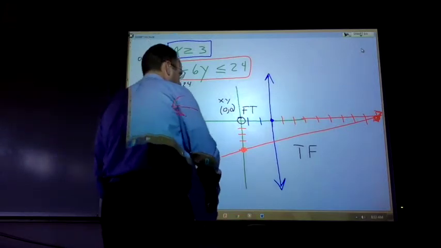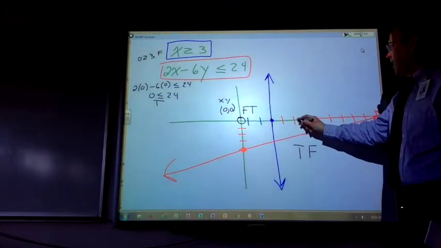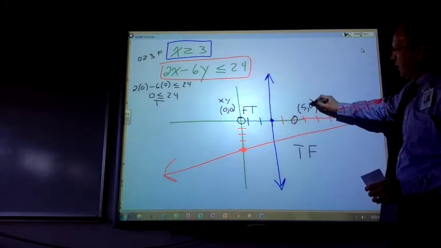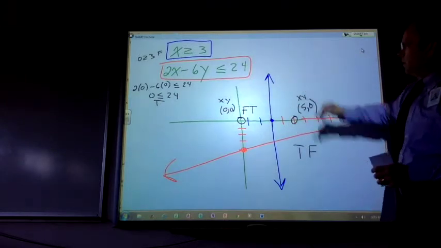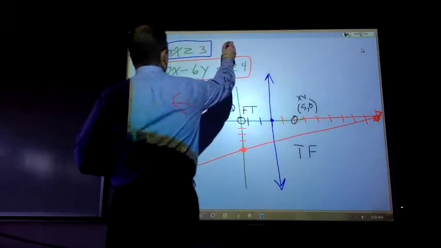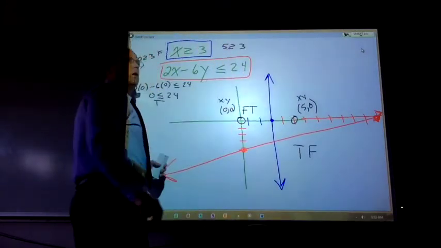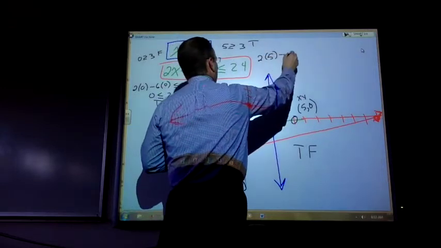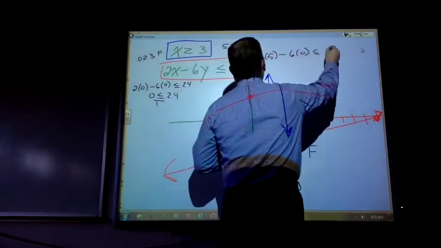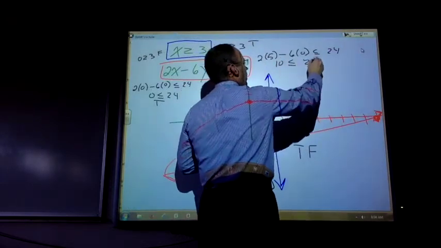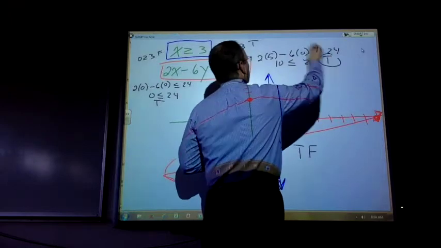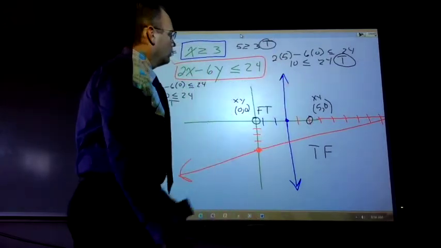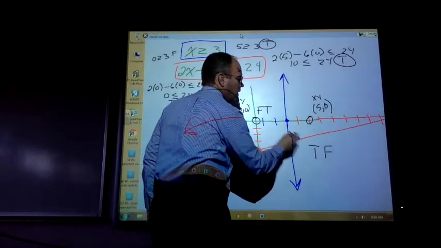Let's pick another point. Let's pick, I don't know, 1, 2, 3, 4, 5. 5 comma 0 is definitely up in this region. Does everyone agree? So let's plug our value in. 5 is greater than or equal to 3. True. Okay, let's plug it in here. 2 times 5 minus 6 times 0 is less than or equal to 24. So 10 is less than or equal to 24. True. So this whole region here is true, true, so I'm going to shade here.